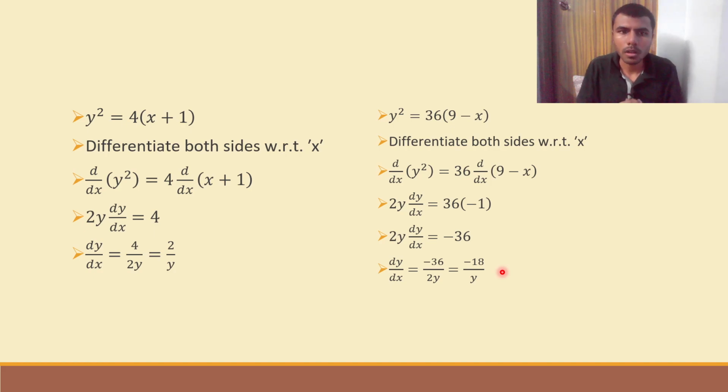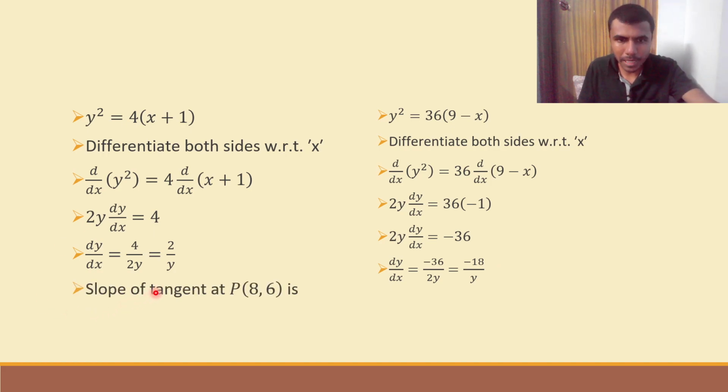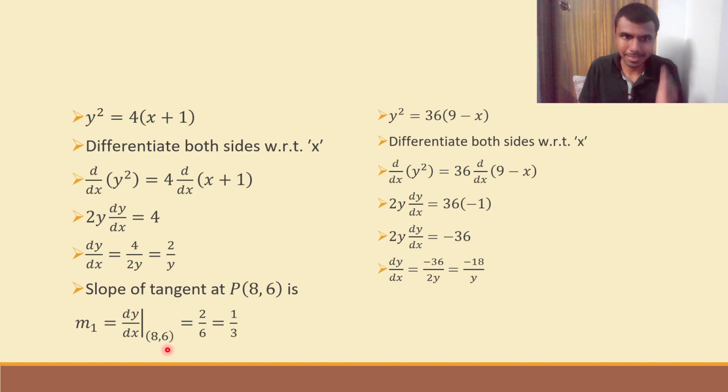Now I want the slope of tangent at the particular point. This is a general one, the two dy by dx which we have. So what is our point? Slope of tangent at P(8, 6) is m1, I am denoting the slope as m1, equal to dy by dx at (8, 6). I want the slope of tangent at (8, 6). That's why I am denoting it like this. This is how it is given in the textbook.